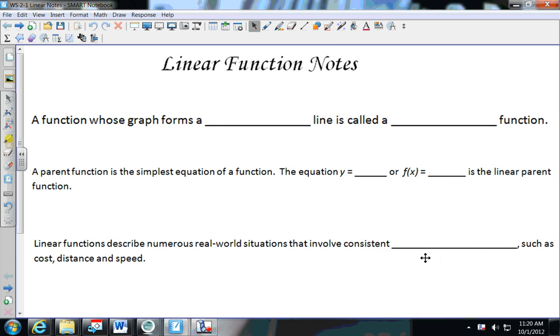Okay, we're going to be working on linear functions. A function whose graph forms a straight line, please fill that in, is called a linear function. That's it. When they talk about a linear function, they're talking about any kind of graph of a line that makes a straight line. That's what makes it linear.